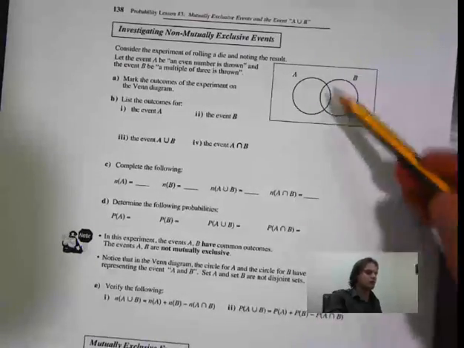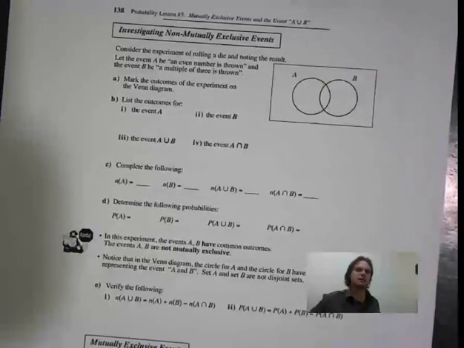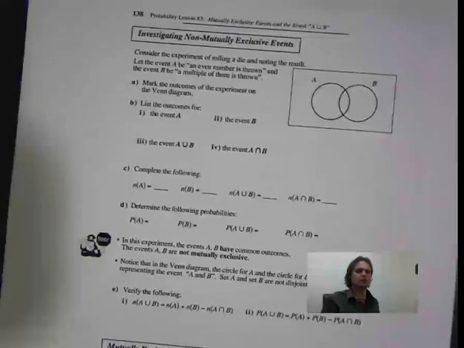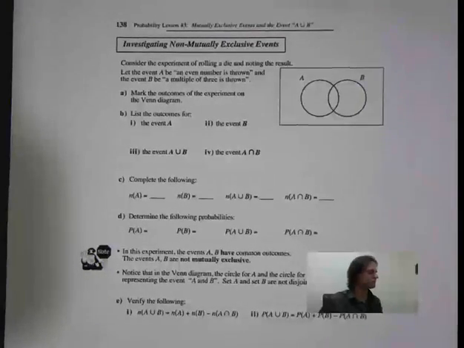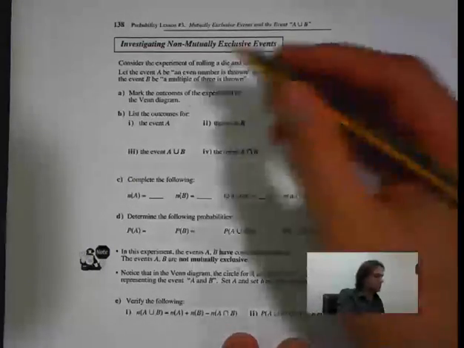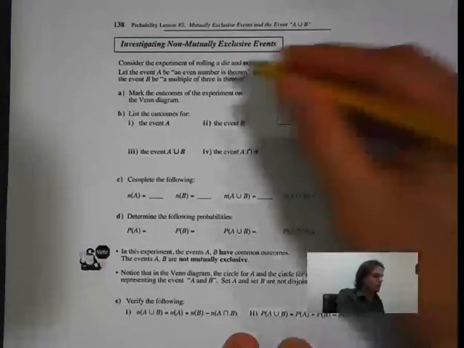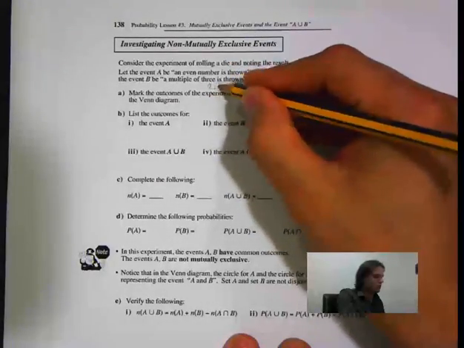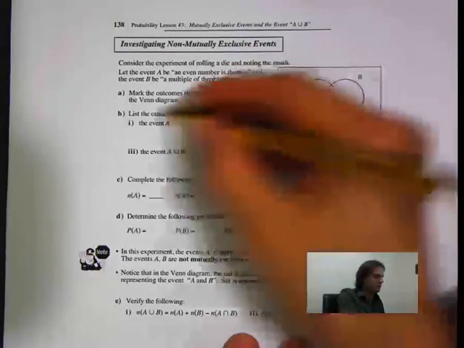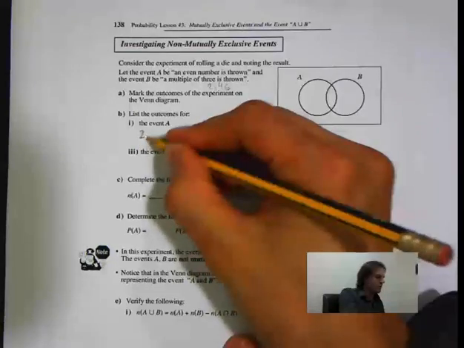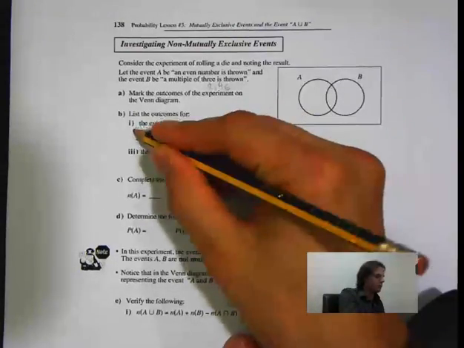Look at these circles. There's an overlap. Key thing there, there's an overlap in those circles. So consider rolling a die. Now A is even. So I'm just going to write them out here. Even is 2, 4, and 6. That is A. I'm going to write it here: 2, 4, and 6.